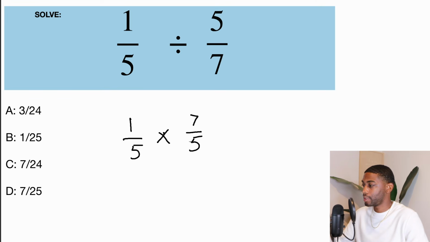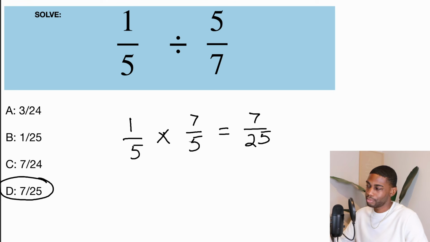It doesn't look like we can do any cross simplifying, right? So 1 times 7 equals 7. 5 times 5 equals 25. 7 over 25. D would be the correct answer. All right, so that one is pretty simple. Not bad. That one's even easy. Let's call that one easy. 7 over 25.